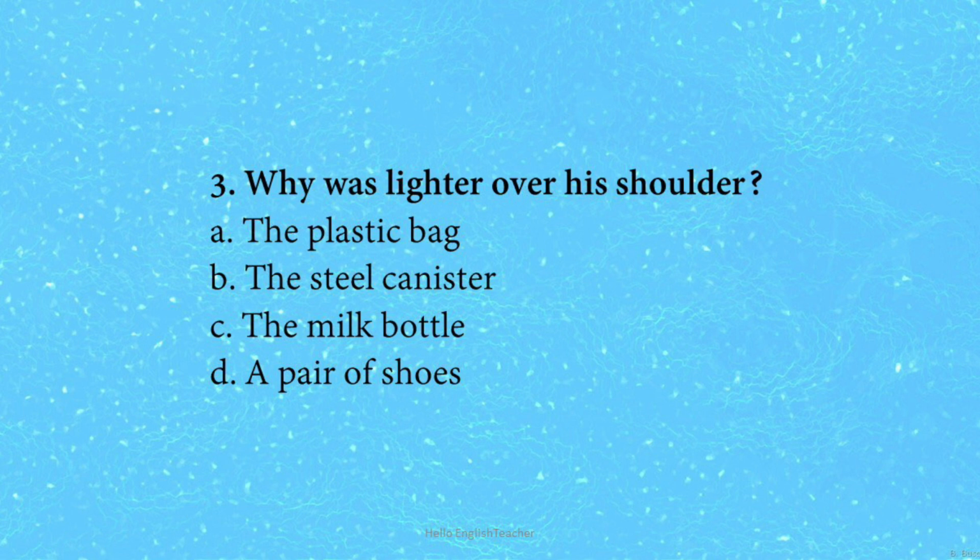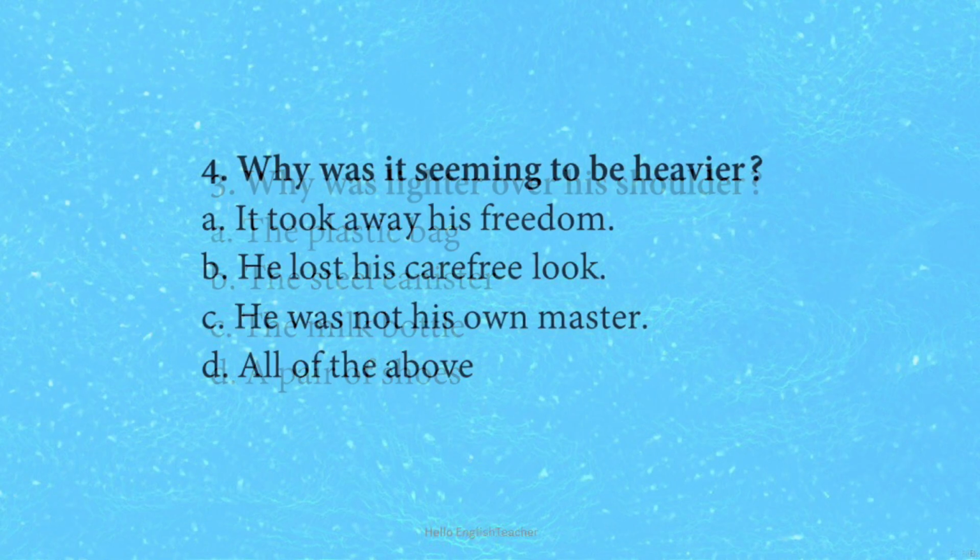So what was lighter over his shoulders? It is typed as Y, actually it is what. So while I was typing quickly, there was a spelling mistake. So it is what was lighter over his shoulders? Is it the plastic bag, the steel canister, the milk bottle, or a pair of shoes? So we know that the plastic bag was lighter over his shoulders.